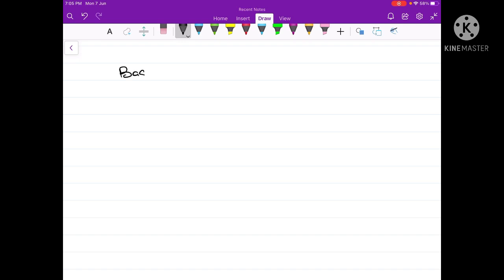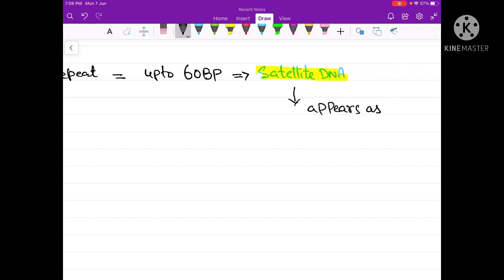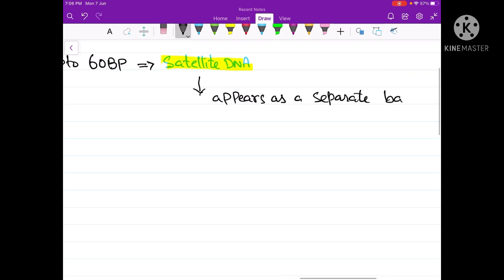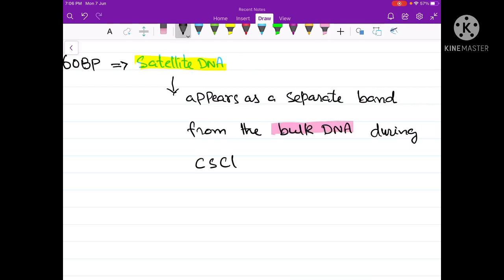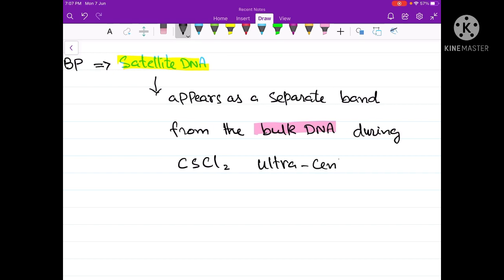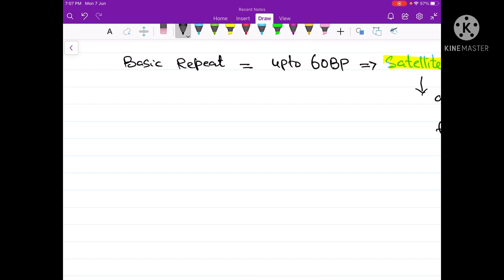Next we will find out what this basic repeat is. As I told you, it is the sequence that is repeating many times. Those basic repeats which are up to 60 base pairs long are called satellite DNA. Satellite DNA has been named so because it appears as a separate band from the bulk DNA during density gradient cesium chloride ultracentrifugation. So when we centrifuge the DNA, 2 bands will appear. One is called satellite DNA, which represents this repetitive DNA, and the other forms the bulk DNA.